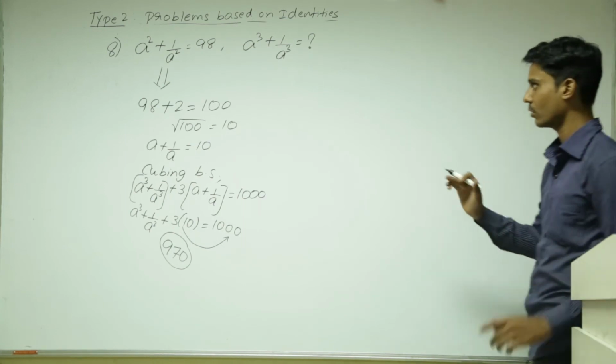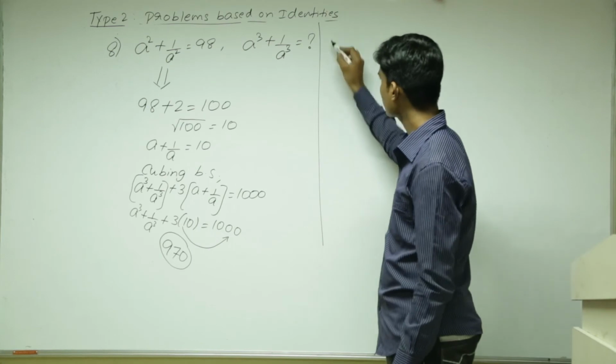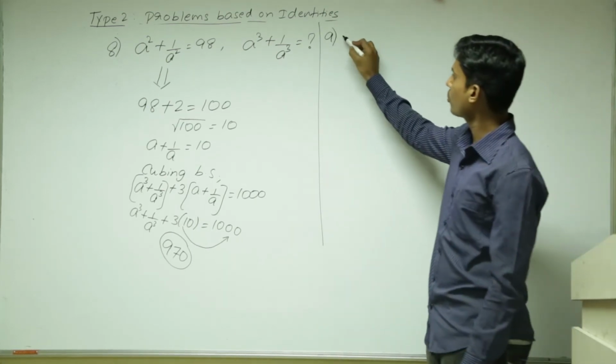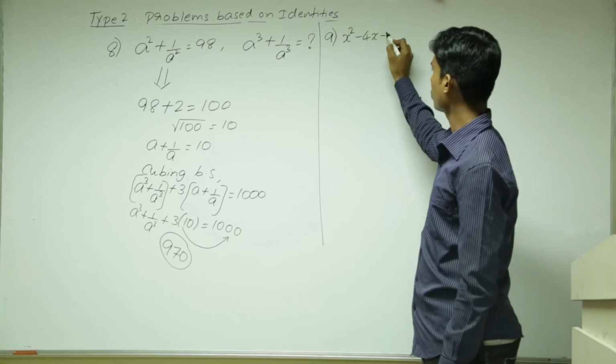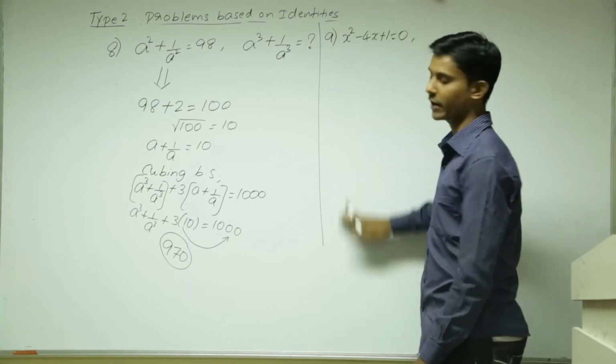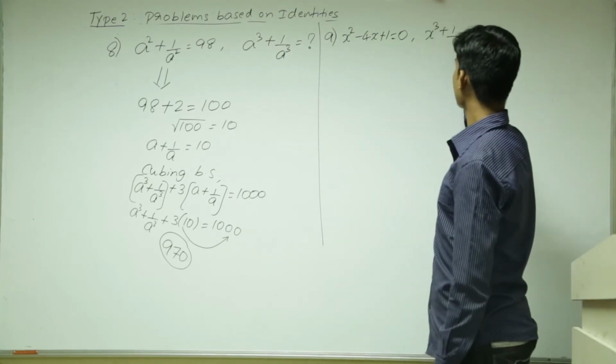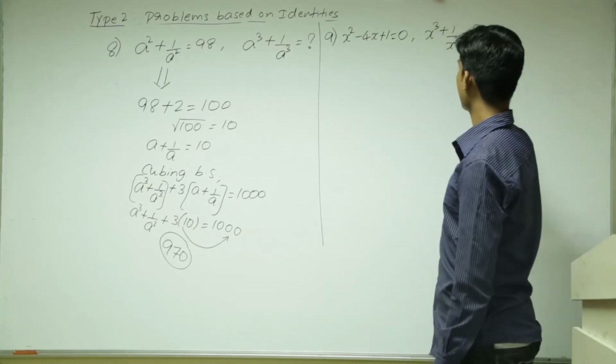Getting the idea? Question number 9. If x square minus 4x plus 1 equal to 0, your question is x cube plus 1 by x cube is how much?